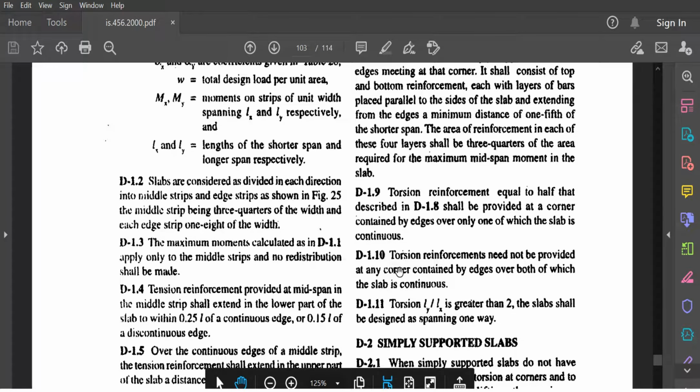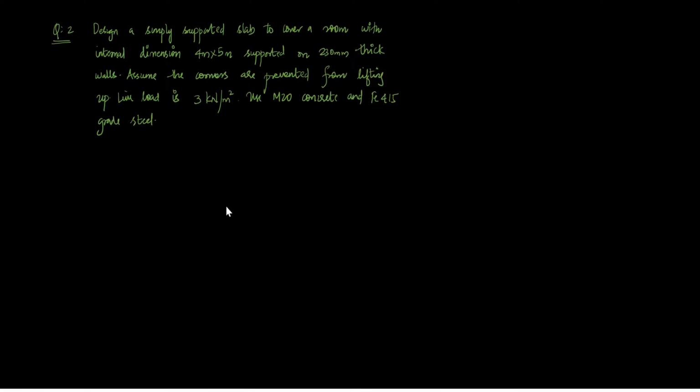Now see here D1.10. Torsion reinforcement need not be provided at a corner contained by edges over both of which the slab is continuous. That is, if it is a continuous slab over the edges and both the edges are continuous, then we don't need to provide torsional reinforcement, because there will be negative reinforcement in order to take care of this restraint, which you will study when we see the detailing of the third question in your numerical. Okay, so here if I am coming, then design for torsional reinforcement according to clause D1.8.